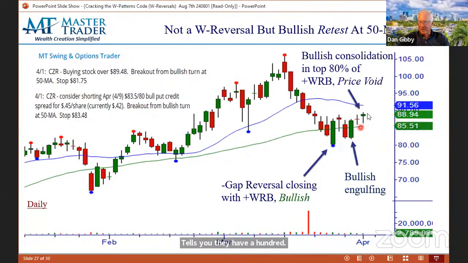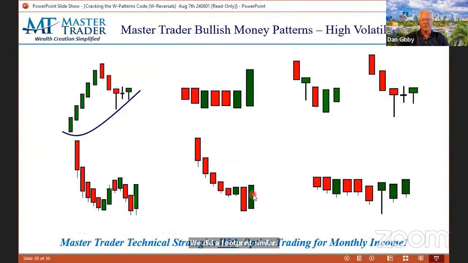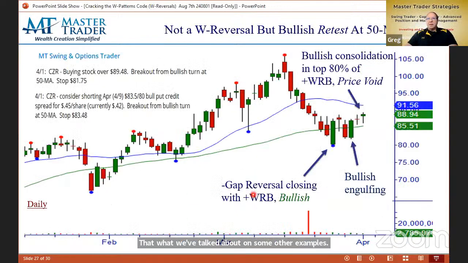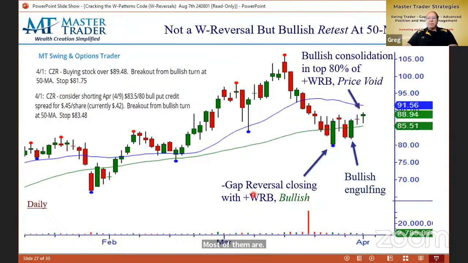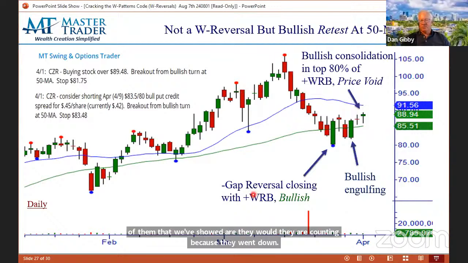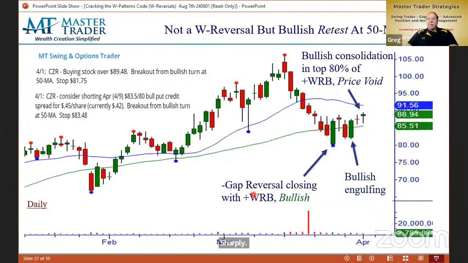So this one, we not only bought the stock, we did a put spread similar to what we've talked about on some other examples. And one second, Lawrence said, but these are still not all trades that would be considered counter trend. Most of them are. Most of them that we've showed are. They are counter trend because they went down sharply. They went into downtrends, so they're counter trend and they're tradable based on the W pattern.